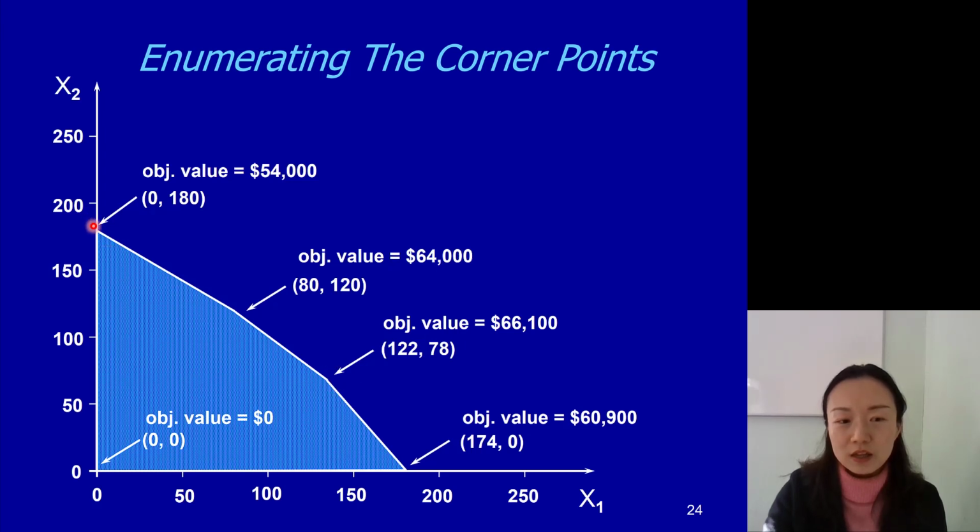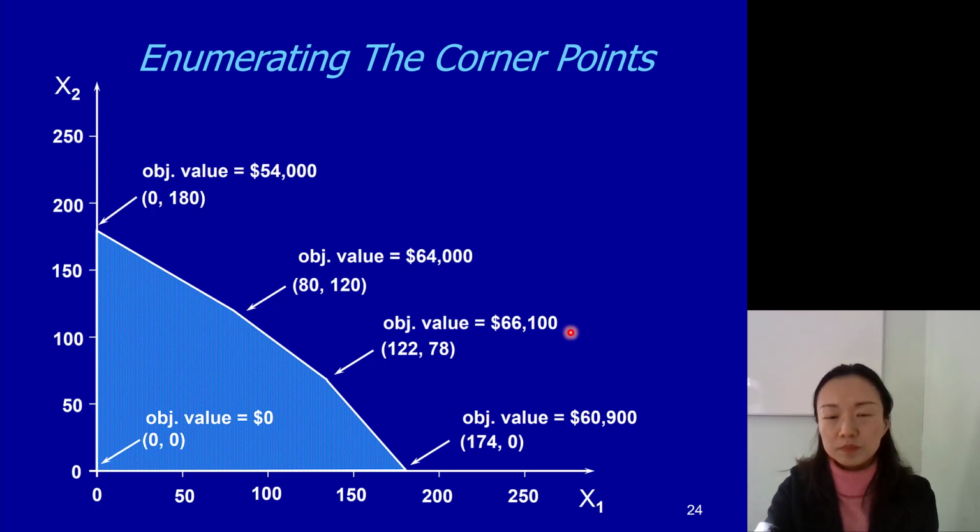So you would first identify all those corner points by calculating their x1, x2 values, and then plug the x1, x2 values into your objective function to find out what the objective function value is. Then you compare them. Say the first one is 54,000, 64,000, 66,100, 60,900. So you would identify this to be the optimal solution point because it gives you the maximized objective function value. Okay, so this is one method that we can use in addition to that level curve method to identify the optimal solution.